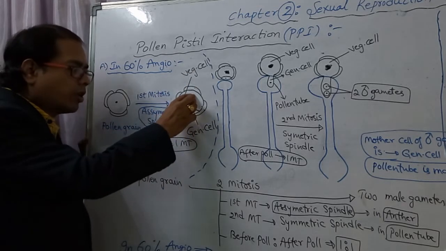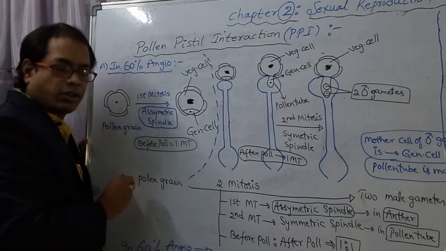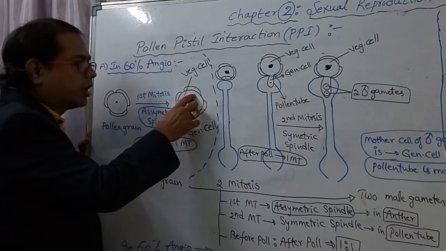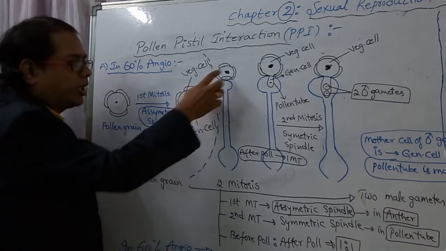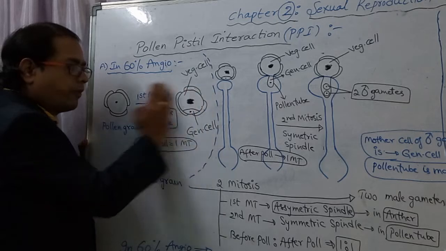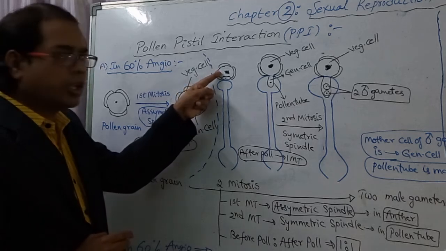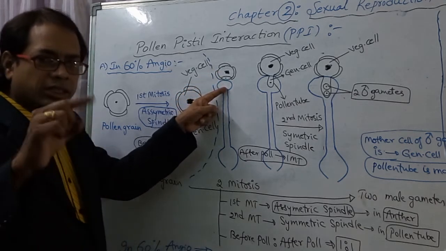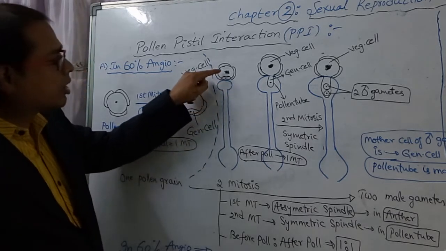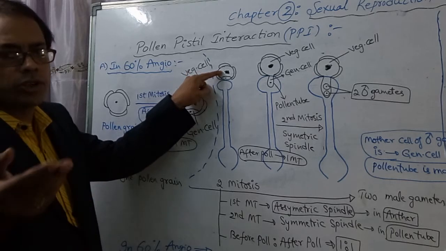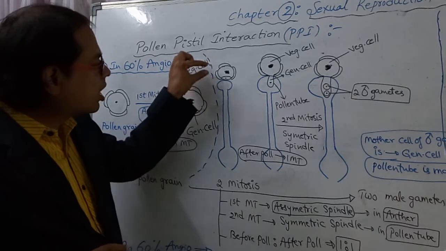After the formation of the two-cell pollen grain, the pollen grains are liberated from the anther. This pollen grain falls on the stigma of the flower. See, this is before pollination and this is after pollination. When pollen grains fall on the stigma, there will be an interaction between chemical components of the stigma and the chemical components of the pollen grain. This is the so-called pollen pistil interaction.